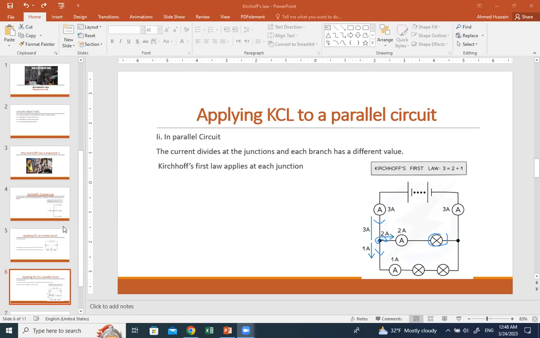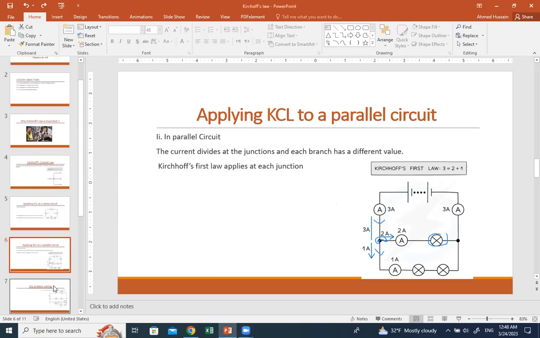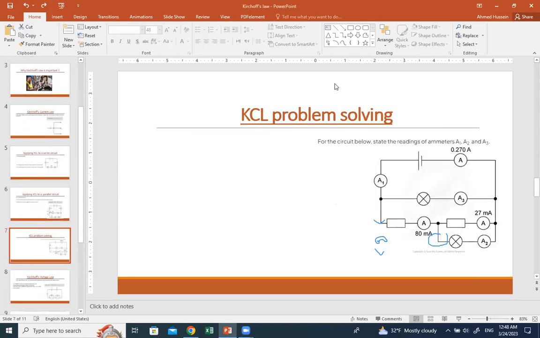Let's solve one problem to understand the concept more. Here we have a circuit that consists of 3 loops or 3 branches. This is one loop, and we have a junction here. Current will be split here and here. Of course, we need to calculate A1, A3, and A2. Also here there is a junction. Current will be split here and here.